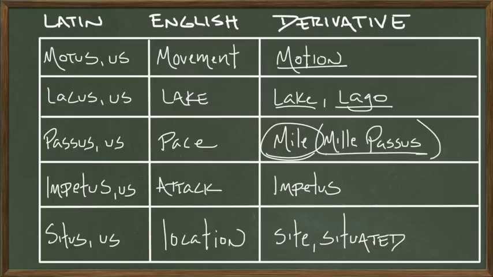That was the Roman mile, mille passus. And from it we derived the English word mile from this phrase, 1,000 paces. Impetus means attack, and we have the English word impetus in our language. An impetus is an urge or a drive to move, an urge or a drive to do something. Situs is location, and from situs, location, we get site and situated.